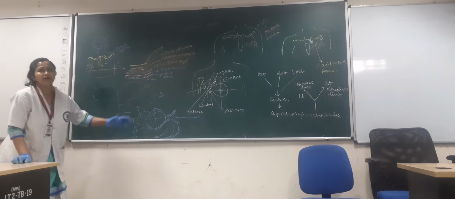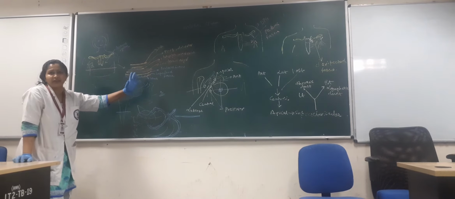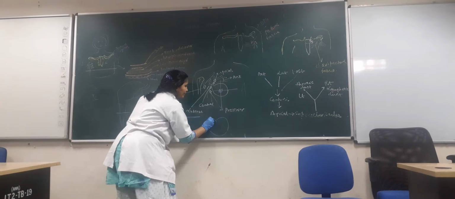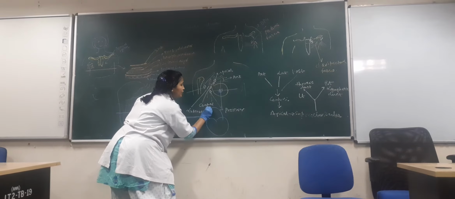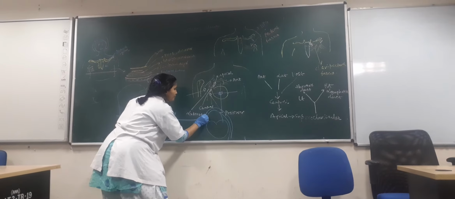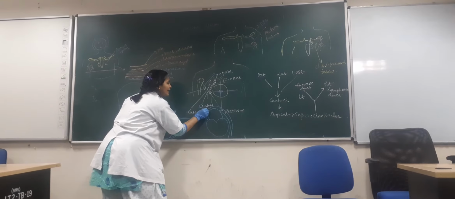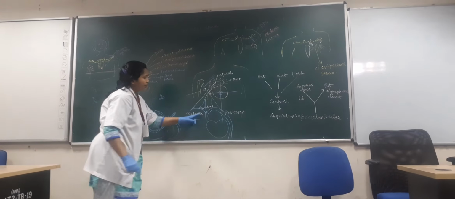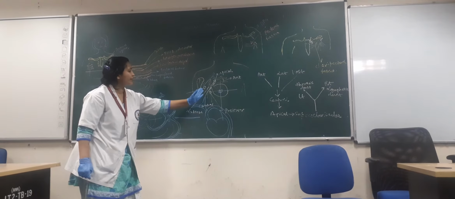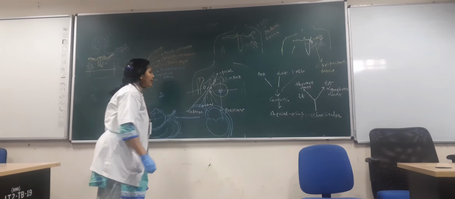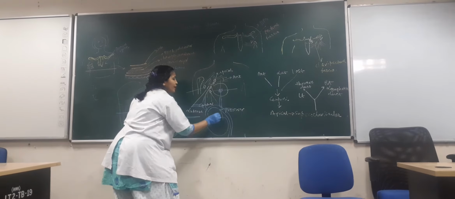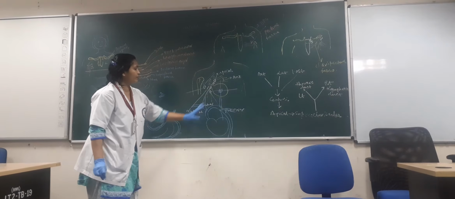Perforating branch from the internal thoracic artery. This is heart. Ascending aorta, arch of aorta, descending aorta. Now brachiocephalic, common carotid and subclavian. On the right side there is brachiocephalic artery which divides into the common carotid and subclavian. And on the left side there is common carotid and there is no brachiocephalic. There is subclavian.